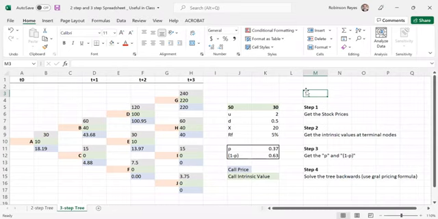At least this is a good way of making the tree and the Black-Scholes model connect in an intuitive way. I hope it helps, and thank you for your attention.